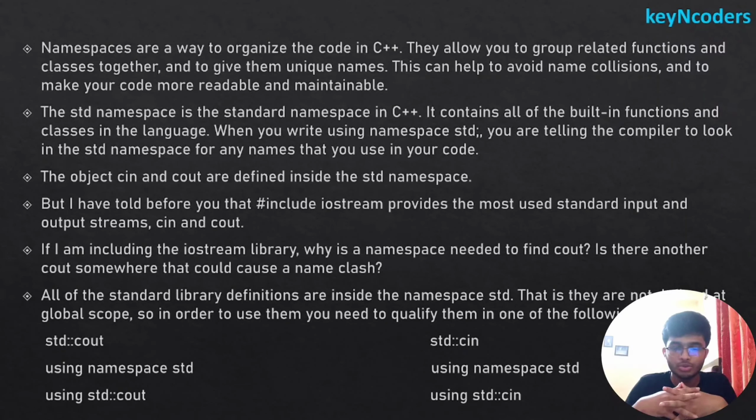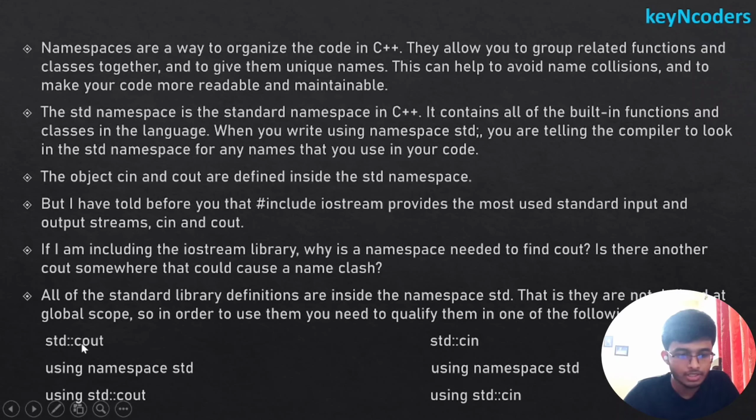So in order to use that name, or any function's name or any variable's name, you should move on to using the standard namespace. But these things are actually defined under the header files. So that is the thing. All of the standard library definitions are inside the namespace std. That is, they are not defined at the global scope. So in order to use them, you need to qualify in one of the following ways.